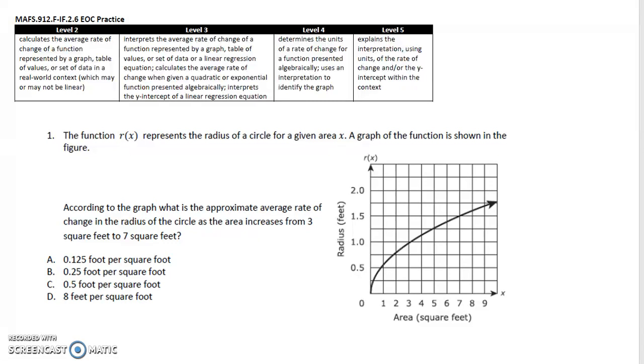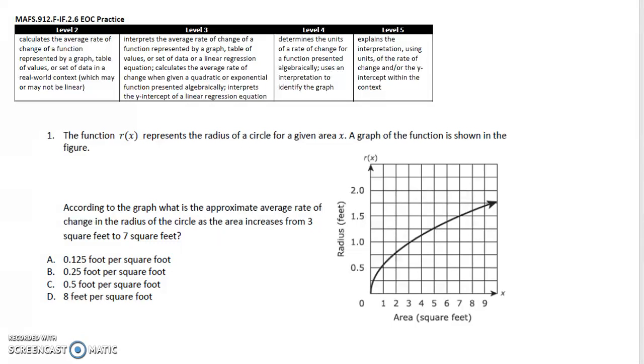Looking at number 1, it says the function R(x) represents the radius of a circle for a given area x. A graph of the function is shown in the figure. According to the graph, what is the approximate average rate of change in the radius of the circle as the area increases from 3 square feet to 7 square feet? So the average rate of change. Go ahead and try to calculate that, and then we will be right back with the answer.